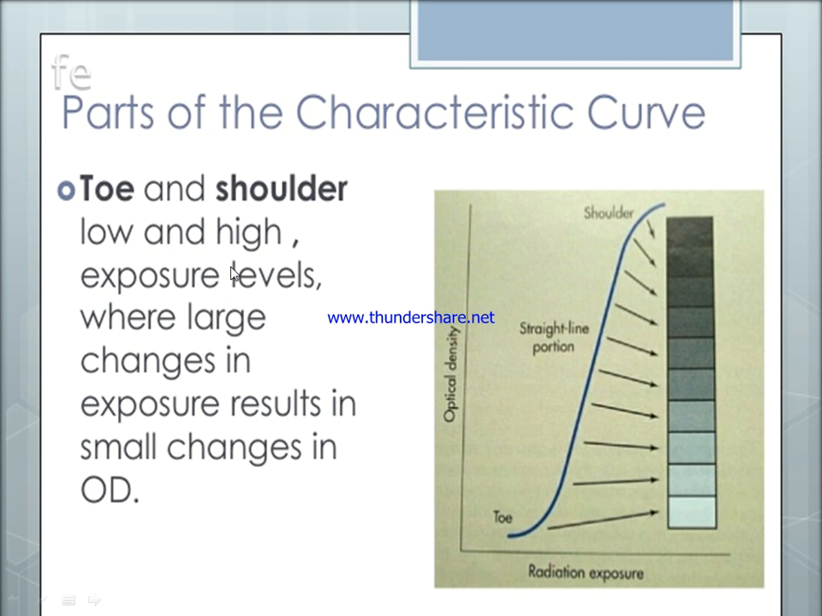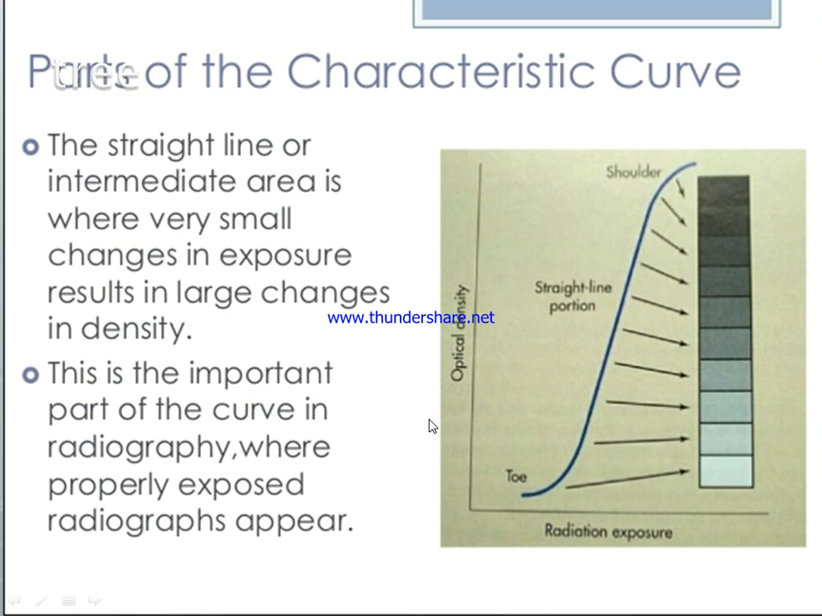At low and high exposure levels, large changes in exposure result in only a small change in optical density. Hence, in the toe and shoulder, at low and high exposure levels, if changes in radiation occur, then there are only small changes in optical density. If radiation exposure changes, then optical density also changes. These are the parts of the characteristic curves.